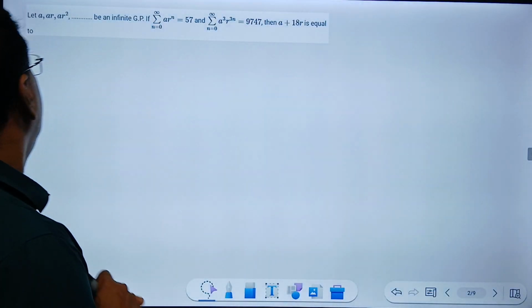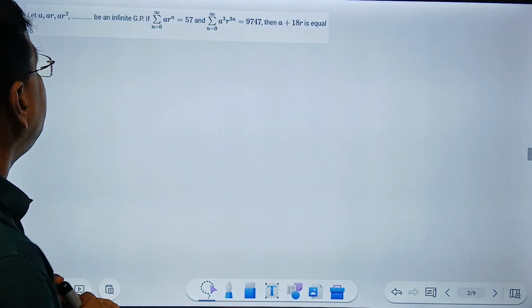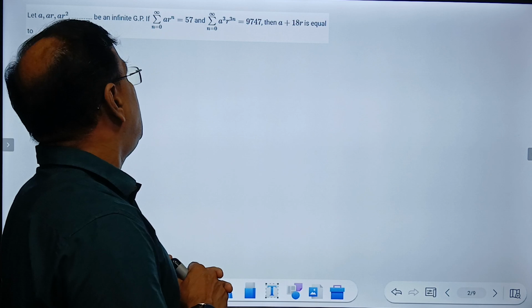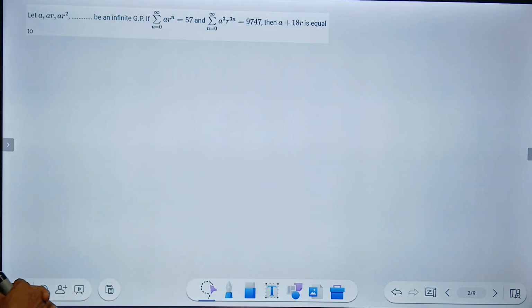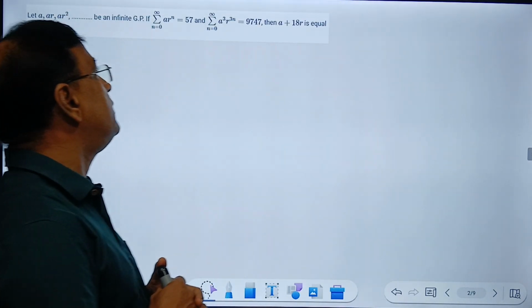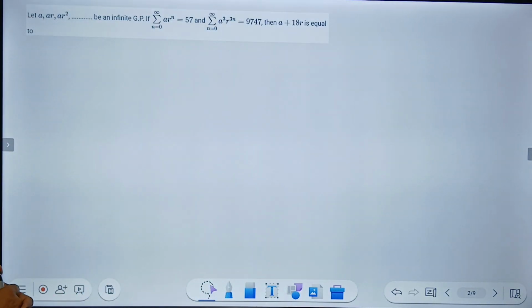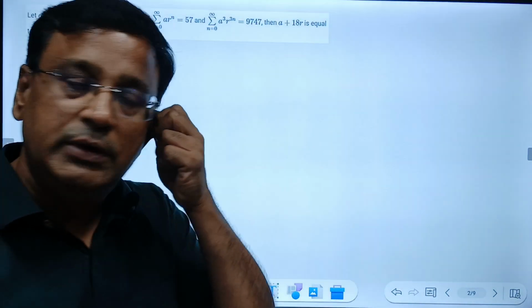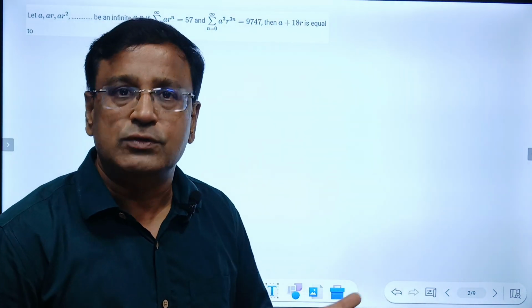If A, R are in an infinite GP, where sigma n equal to 0 to infinity A R power n is 57, and sigma n equal to 0 to infinity A cube R power 3n is 9747, I am expected to find the value of A plus 18R. Actually, it's an MCQ question. There are 4 options given. So I am not giving you the options. We'll try to solve this problem.